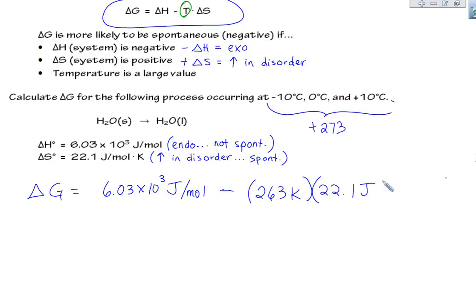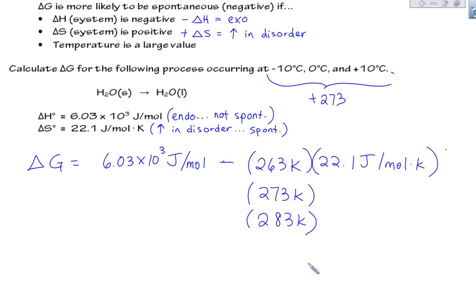22.1 joules per mole Kelvin. That's my delta S. So that equation up on top, it's really just plug and chug. I like that. And then we're going to do the same thing. The only thing different is we're going to change the temperature. So at 0 degrees, it would just be 273 Kelvin. And then at 10 degrees, we'd be at 283 Kelvin. All right, so let's plug this in and see what we get.